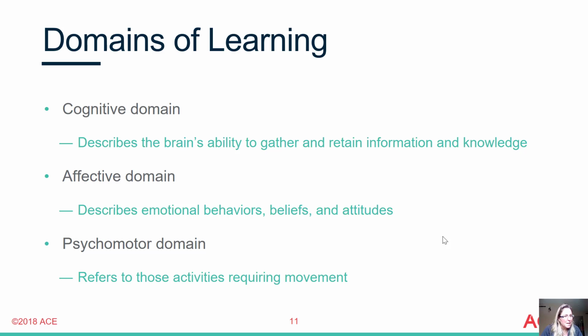The affective domain describes the emotional behaviors, beliefs, and attitudes. So we can help participants form a positive attitude about exercise, possibly. And then the psychomotor just refers to those activities that simply require movement.